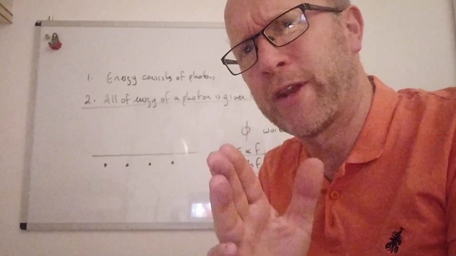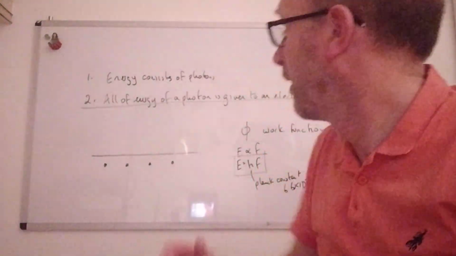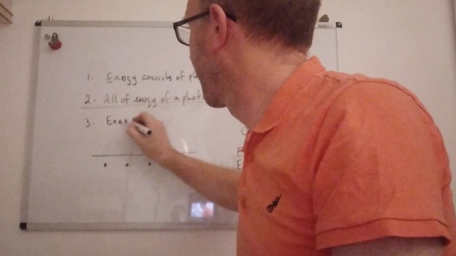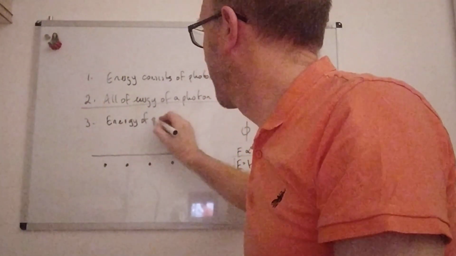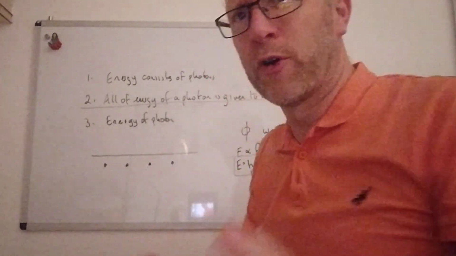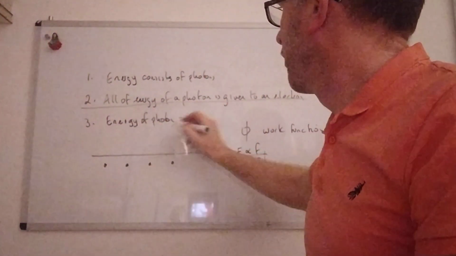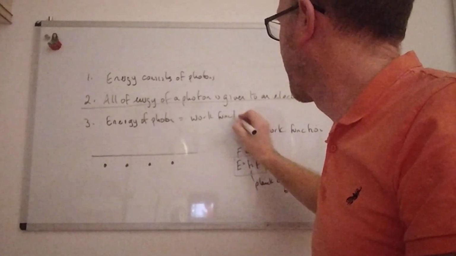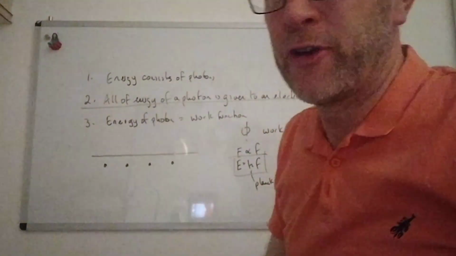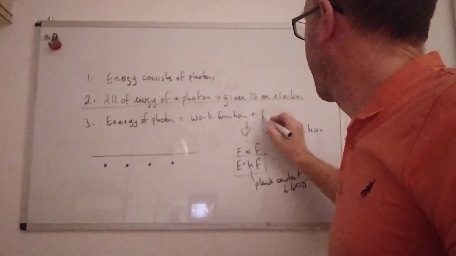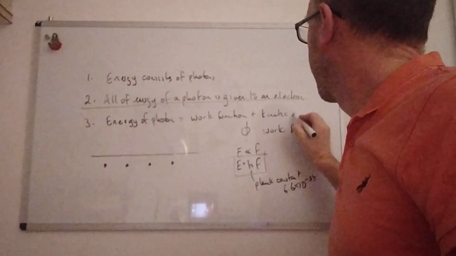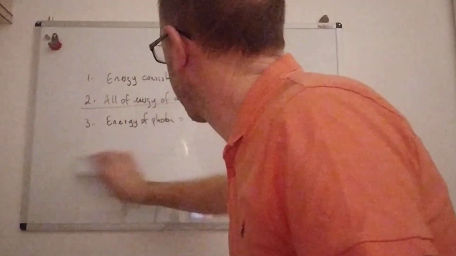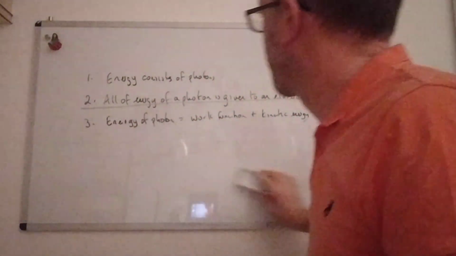Let's go through that again, because this is the crucial point, and I'm going to write it down. The energy of the photon is the energy coming in. We're only talking about one photon and one electron. It uses that energy, first of all, to escape, which is the work function. And then any energy left over is the kinetic energy. And that's it.